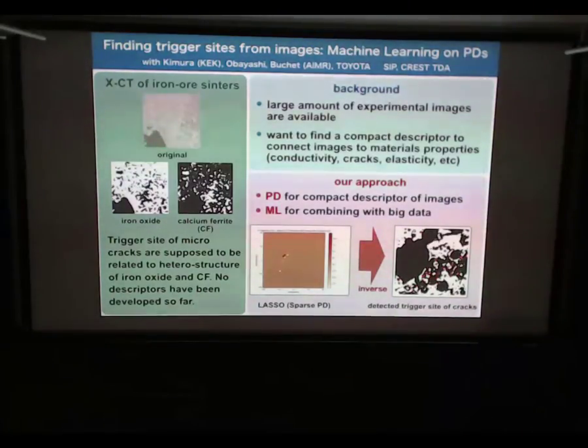And then we apply a machine learning technique to the set of persistence diagrams to get statistical information from such big data. And based on some mathematical work about the kernel method for the set of persistence diagrams, we can apply, for instance, the sparse regression technique known as lasso to the set of persistence diagrams. And we have successfully detected trigger sites of micro cracks from the sparse persistence diagram, which is obtained from the lasso analysis. So this is another example of the application to material science, mainly to the database of digital images.